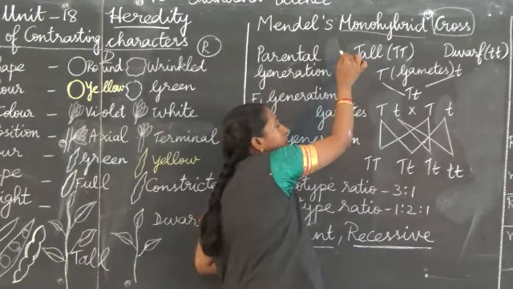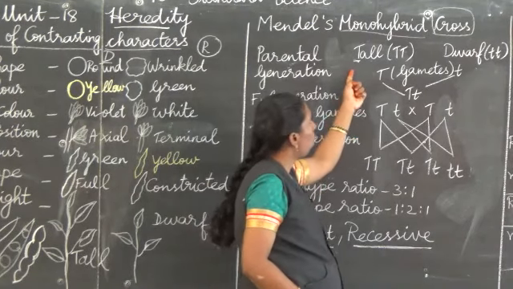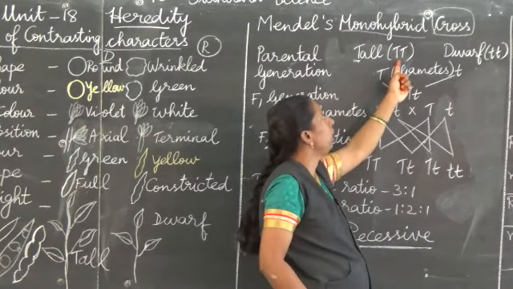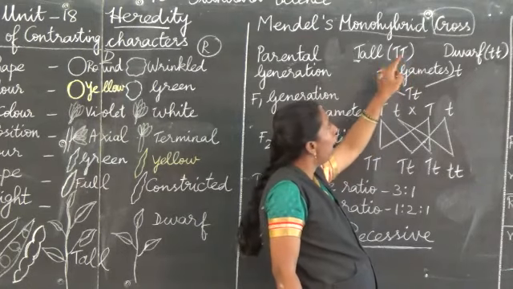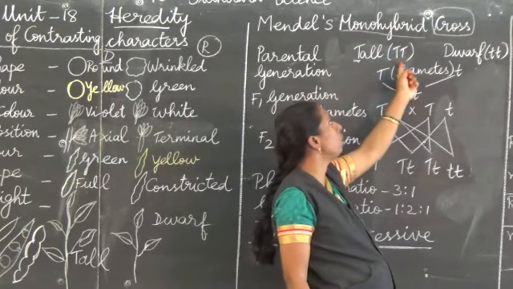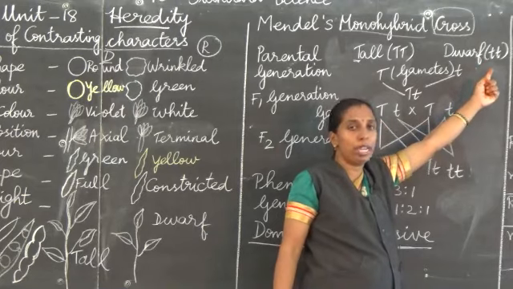So, for tall, the first letter is T. For the first tall, the gametes are written as capital T, capital T. And the recessive one is written as small t, small t.